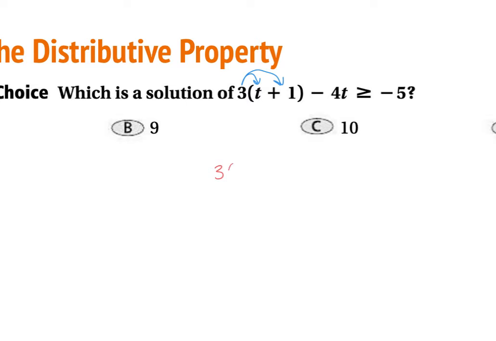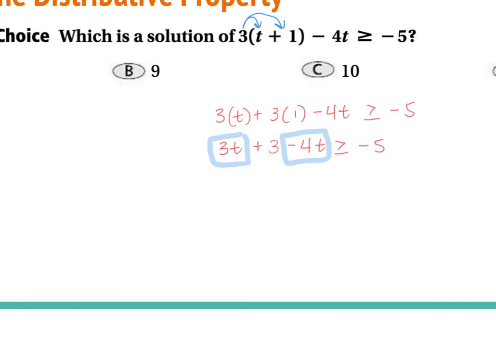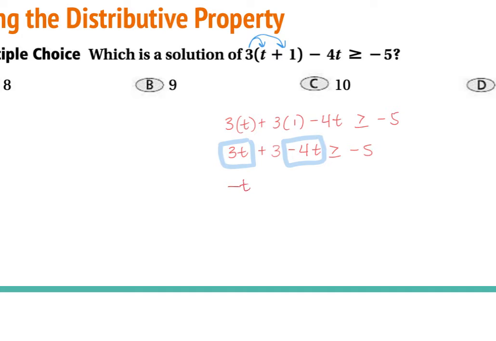Let's distribute this 3 to the t and to the 1. So this is going to be 3 times t plus 3 times 1 minus 4t is greater than or equal to negative 5. So the 3 times t just becomes 3t. 3 times 1 is just 3 minus 4t is greater than or equal to negative 5. Now, what can we combine on the left side? Well, we can combine the 3t and the minus 4t, okay? So what we get here is 3t minus 4t is going to be negative t plus 3 is greater than or equal to negative 5.